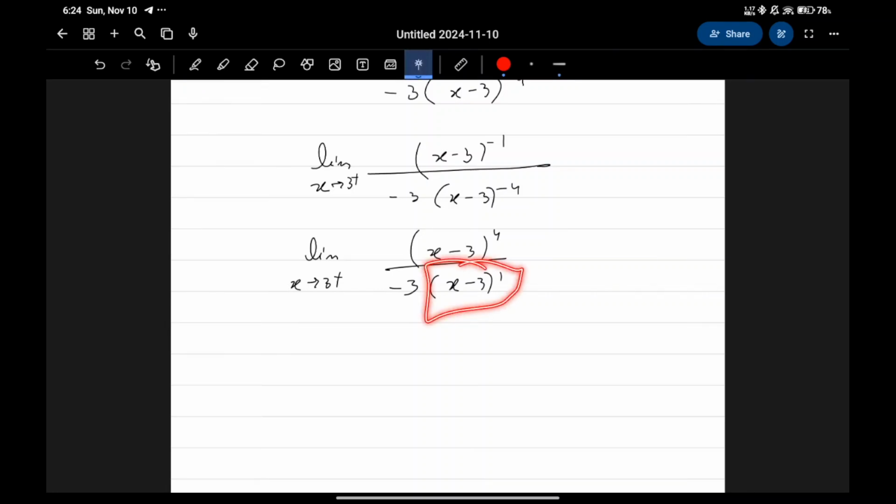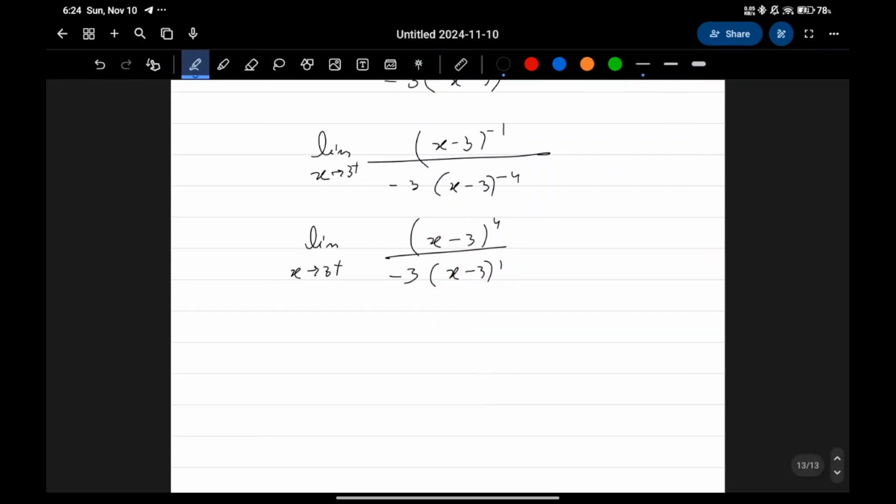Now what do I observe here? This and this and this, they are exactly the same thing. I can take them out, and this would be reduced. So this would be a limit of x goes to 3 from the right, and if I cancel this over here, this becomes 3. So x minus 3 to the power 3 over negative 3.